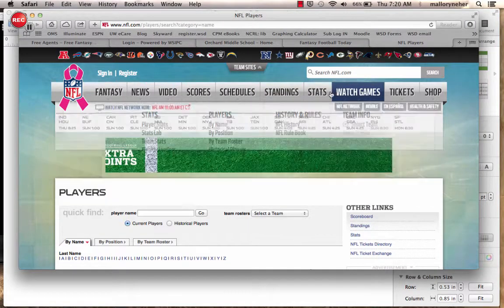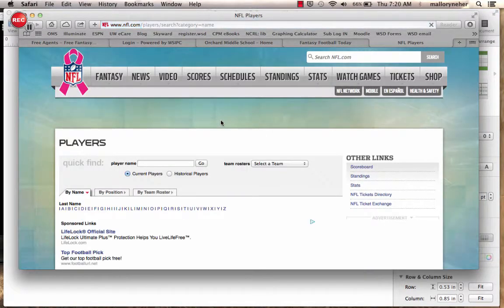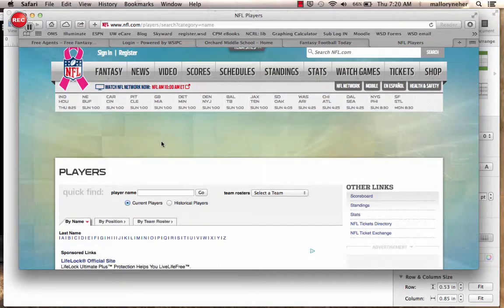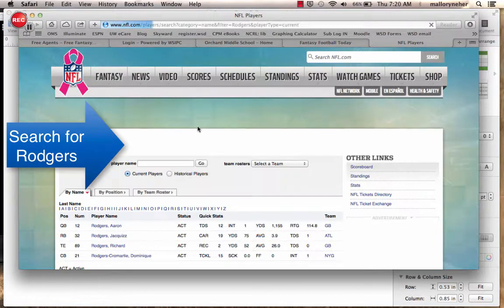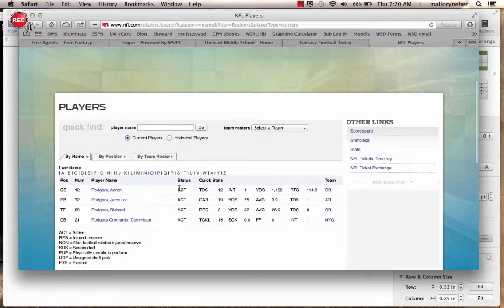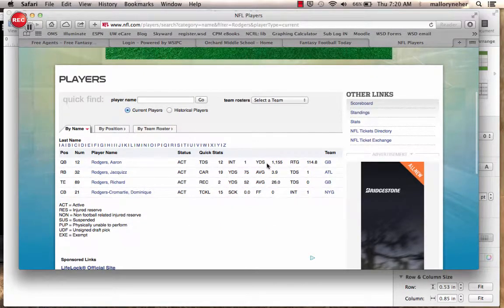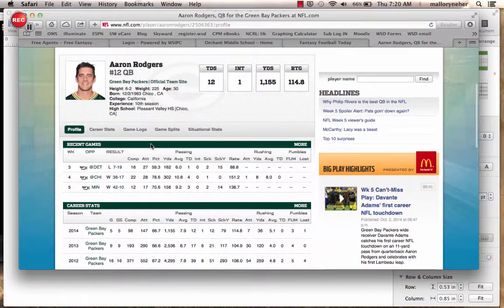Okay, so what you want to do is go to Stats here, and we want to look up by name because we already know who we're looking for. We're looking for Aaron Rodgers. And I'm just going to do a search here for Rodgers. And then there he is, Aaron Rodgers. Awesome. Okay, so here's a whole list of stats on him. These are his overall stats, so let's click on him because we want to look at week 5 specifically. And there we go. There's Aaron Rodgers.